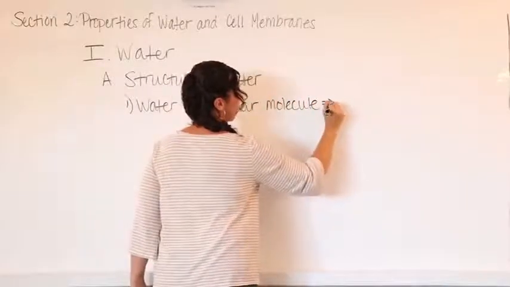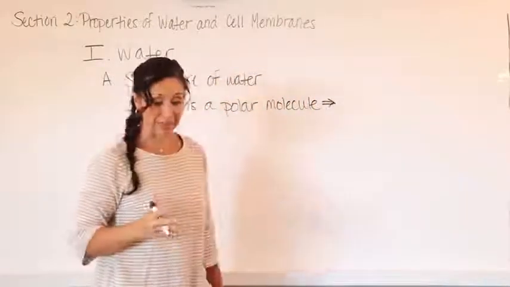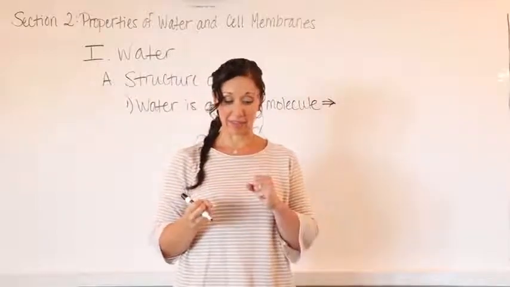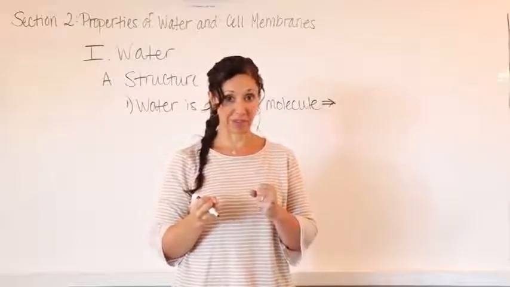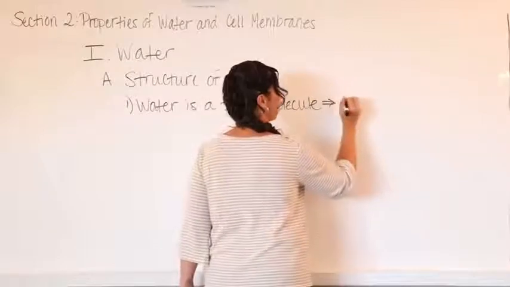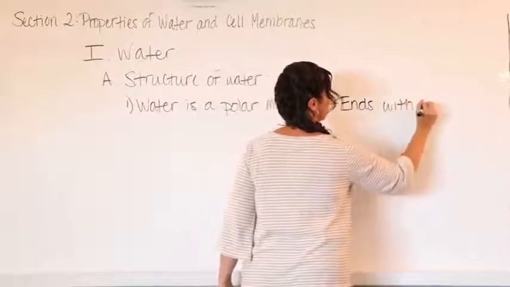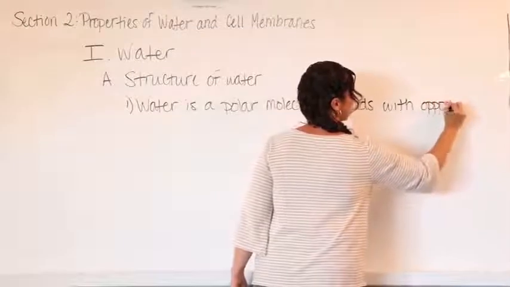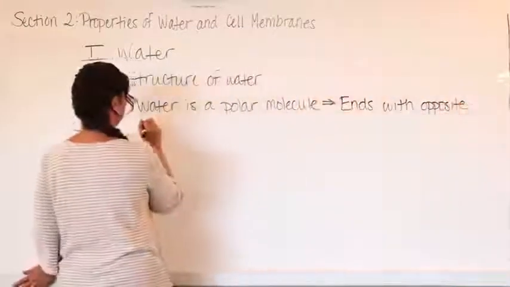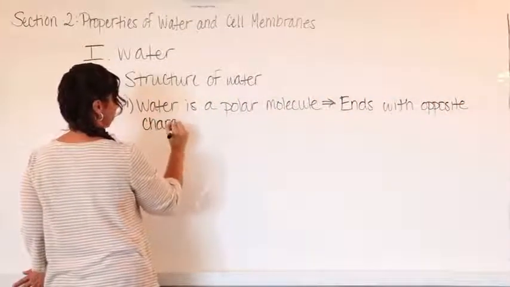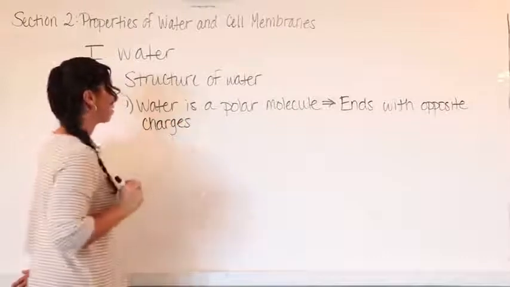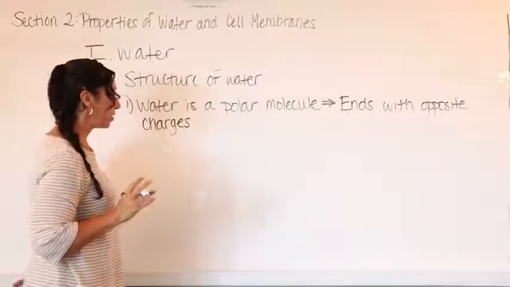And here's what that means. Being polar means that you have opposite ends with opposite charges. So you have ends with opposite charges. That's what polar means.